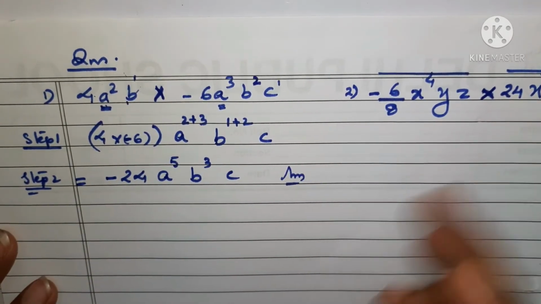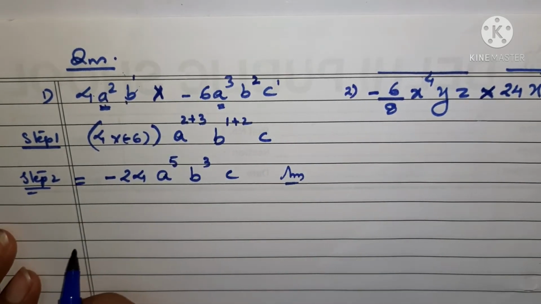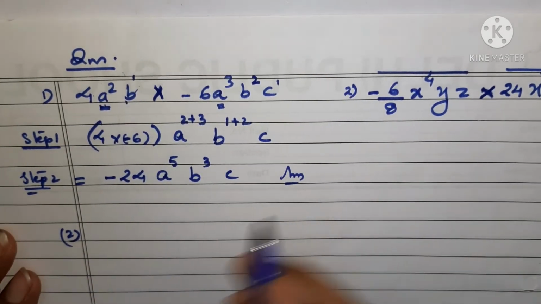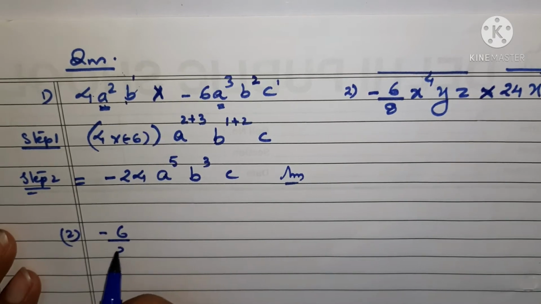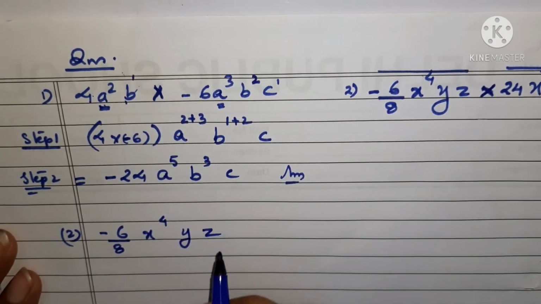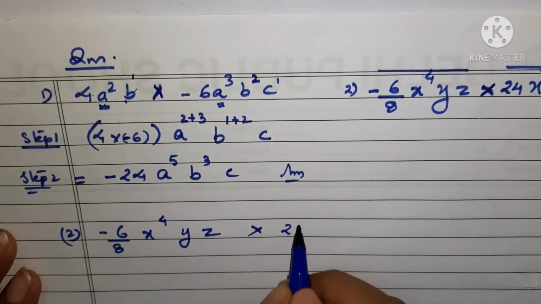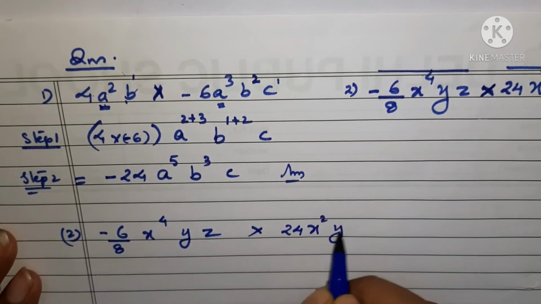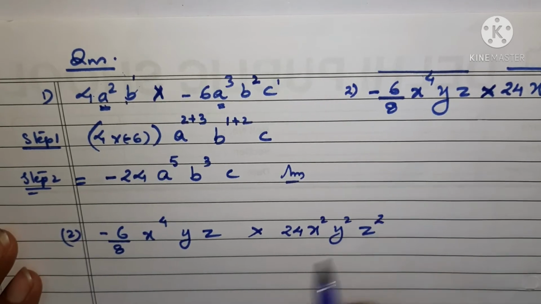Let us see this example also. Let's try to do this one. I'm taking it here. You are having minus 6 upon 8 x to the power 4 y z, then into 24 x to the power 2 y square and z square.